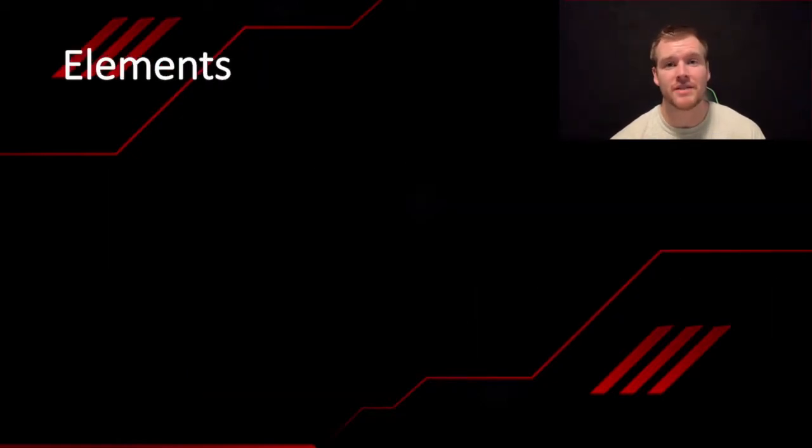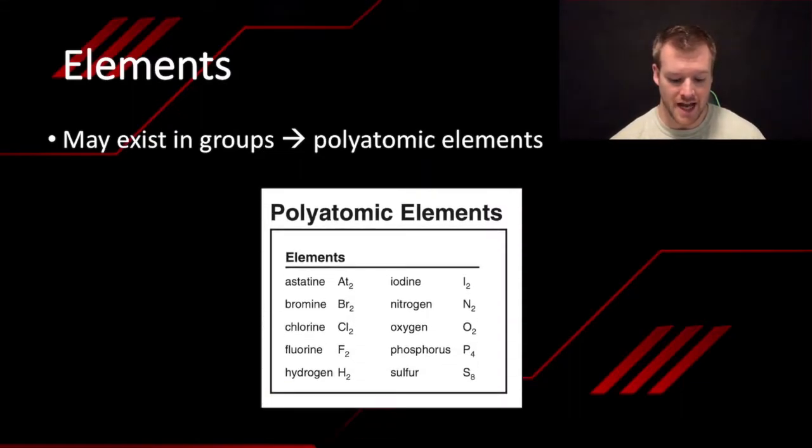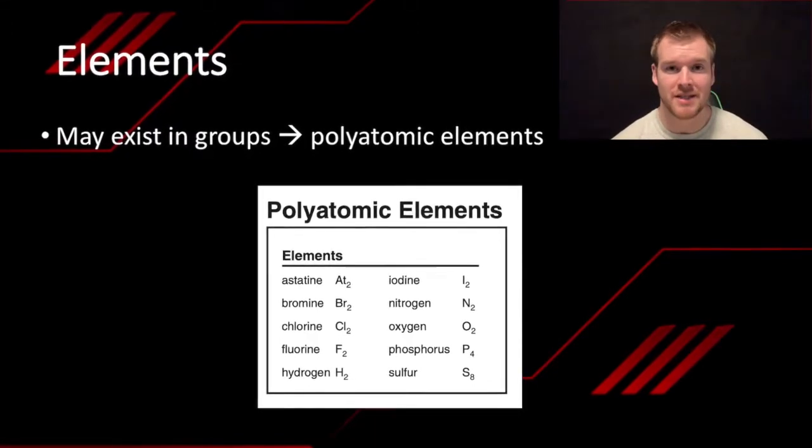But the biggest new piece of information is how to write elements in a chemical reaction, because sometimes they'll exist as groups or elements paired together. That same element just coming in groups. So this is called polyatomic elements. And there's a chart in your data booklet that looks like this. It's in the periodic table or just above the periodic table. And it shows these elements that come as groups.